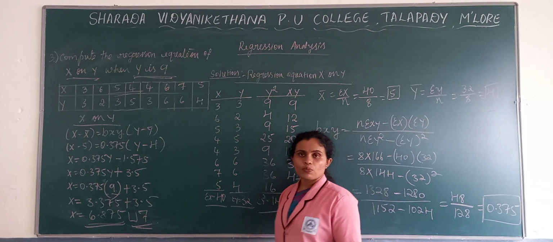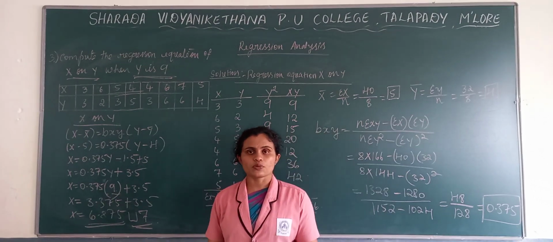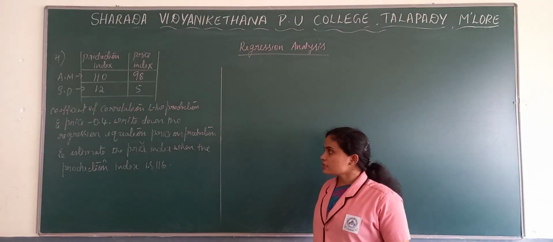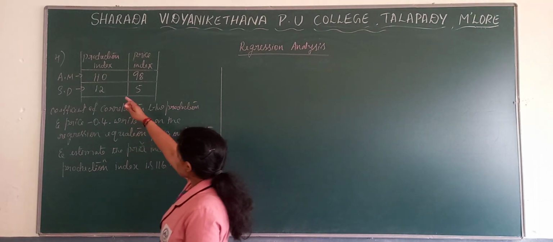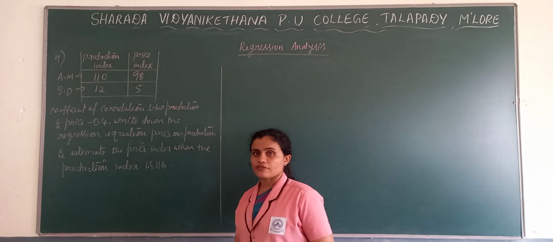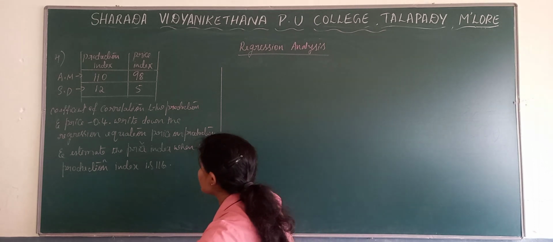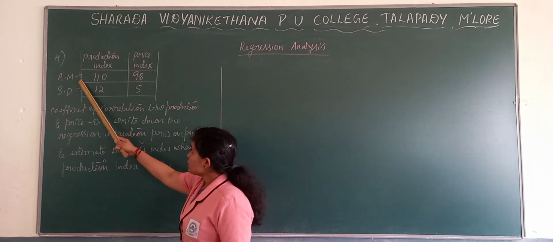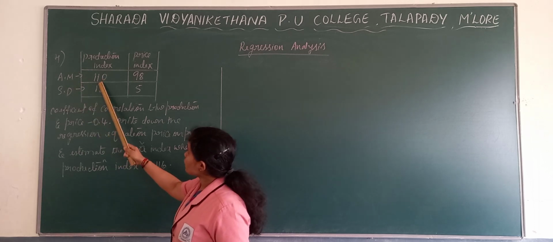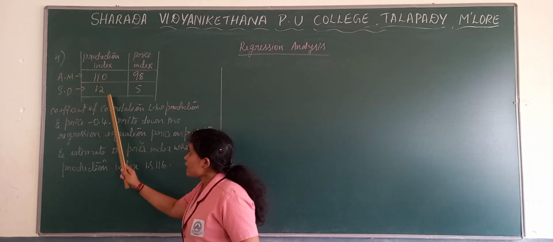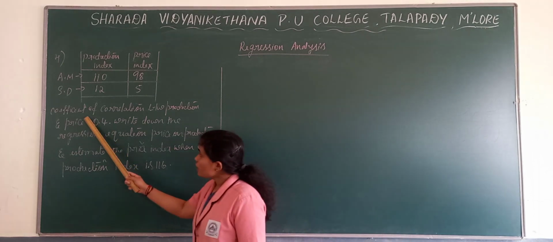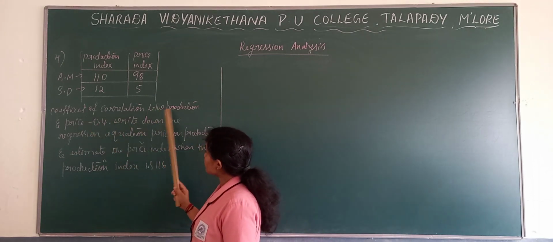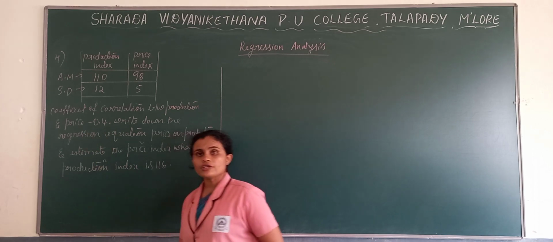Now one more kind of problem is there, that we will see. Now this is another kind of problem. Now we will read the problem here. The production index and price index is given in the problem, and here the arithmetic mean and standard deviation. Arithmetic mean of production index, price index, standard deviation of production index and price index. Then here coefficient of correlation between production and price is 0.4.